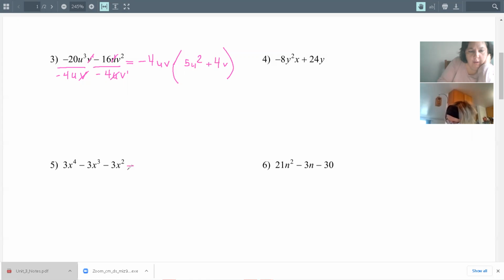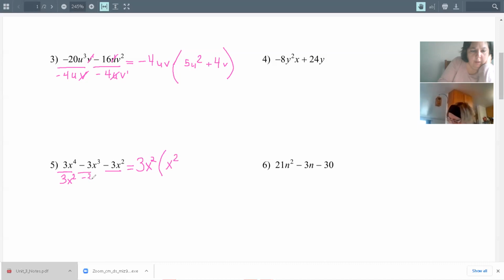In question number 5, can you easily see what the greatest common factor is? 3 appears in each one, so does x, so 3 and x are common. The lowest exponent of x is squared. Now work on the divisions. 3x to the power of 4 divided by 3x squared: 3 divided by 3 is 1, x squared.